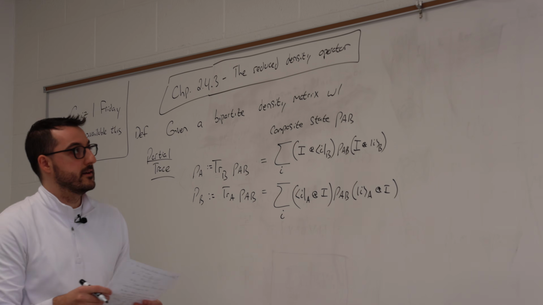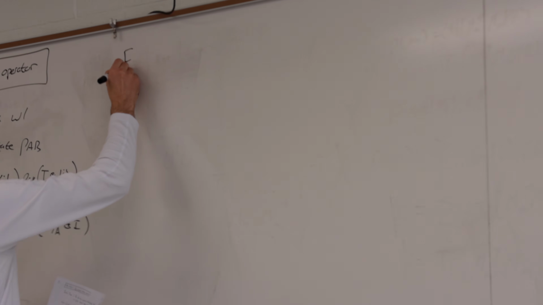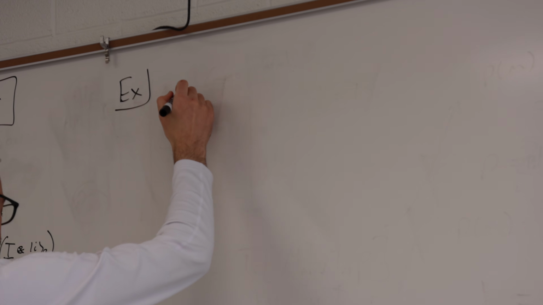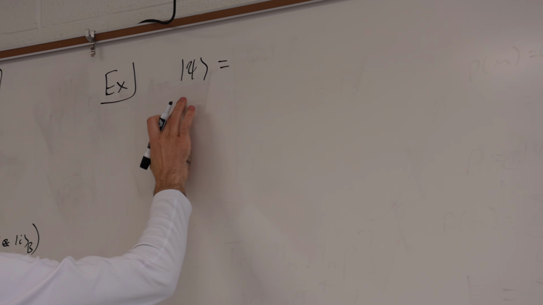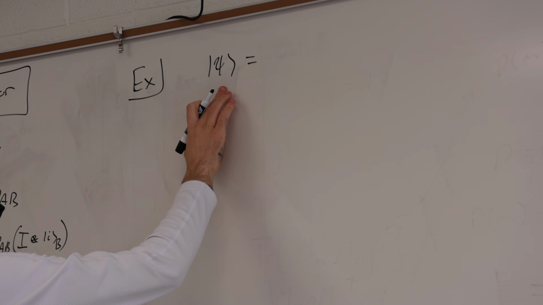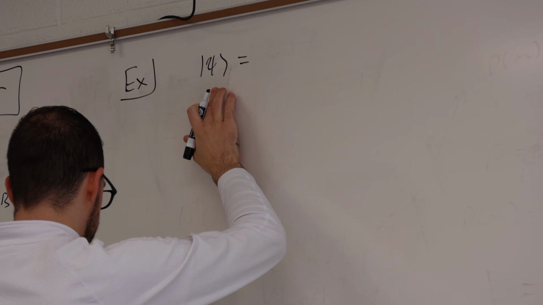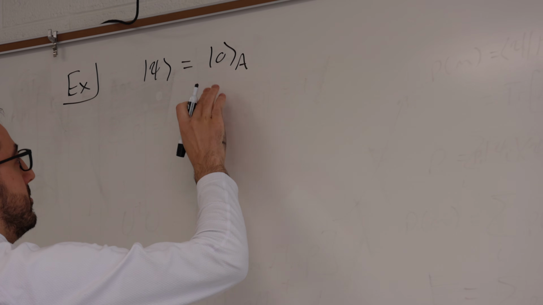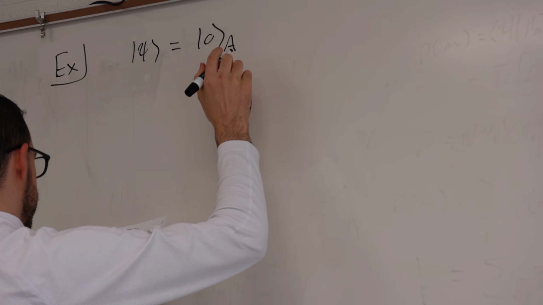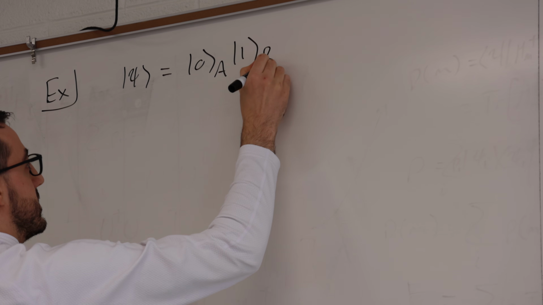Let's test our understanding with some examples. So the first example is, let's consider a pure state. I want to consider a pure state, which I know I can describe by a single wave function, psi. Let me suppose I'm in the state of a qubit, 0 on subsystem A, tensor 1 on subsystem B.